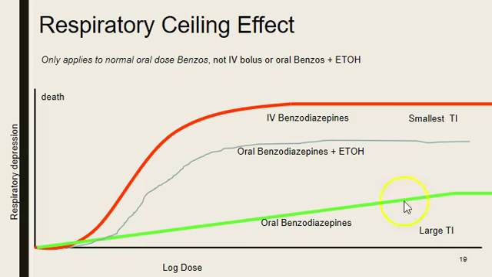When you combine oral benzodiazepines with ethanol, that therapeutic index, that safety profile, is dramatically reduced, and you can see an increased respiratory depression because now you're combining alcohol plus benzos, which are both sedative hypnotics. When you give IV benzodiazepines, that has the smallest therapeutic index, of course, and that's got the highest incidence of respiratory depression leading to death.